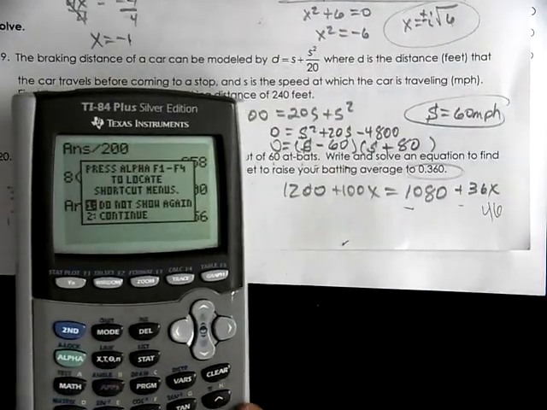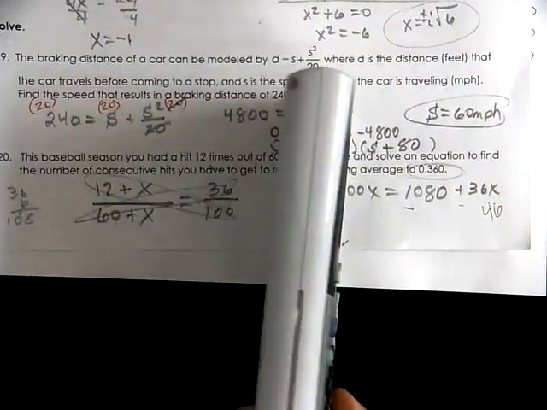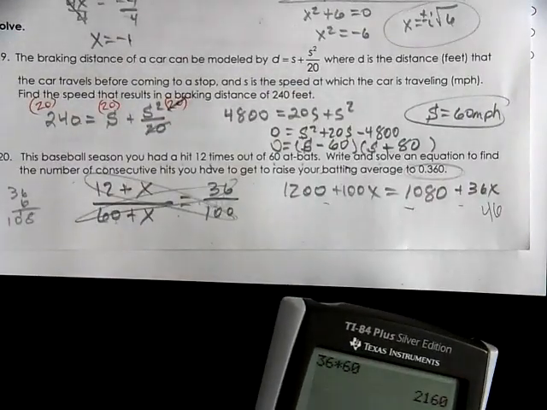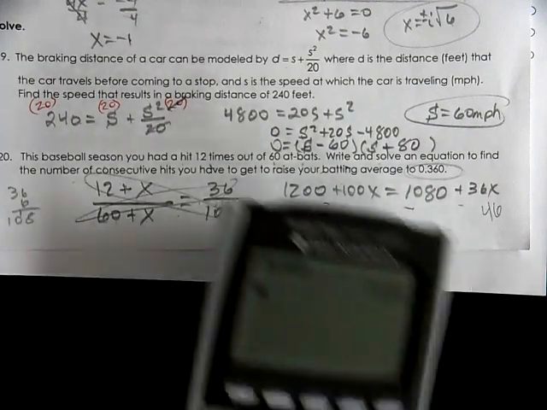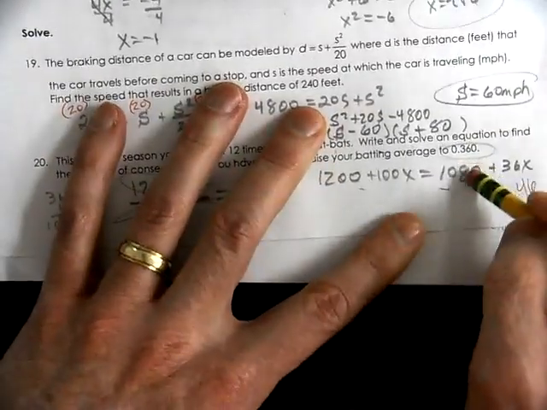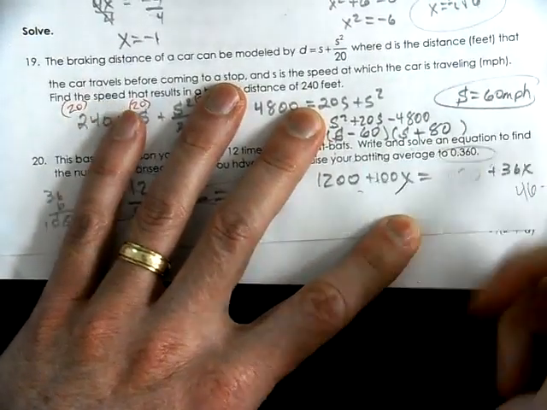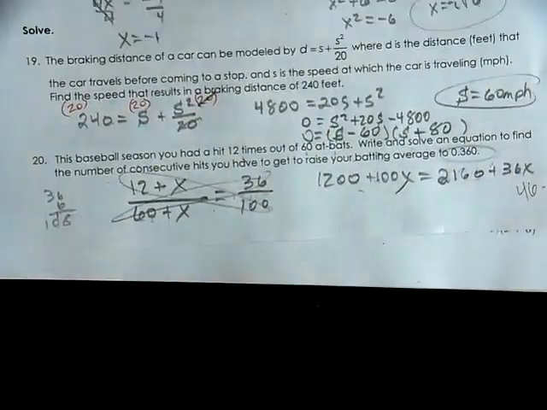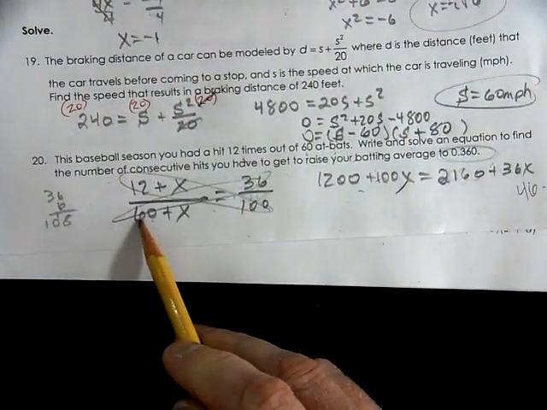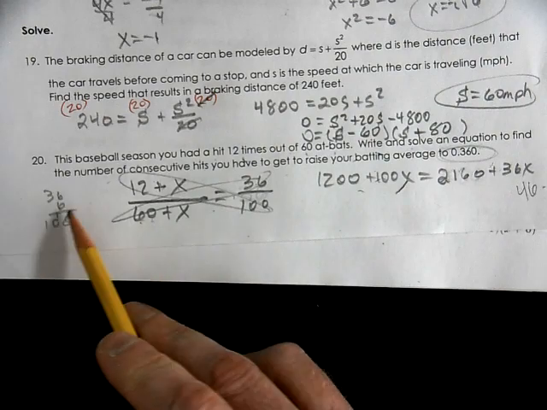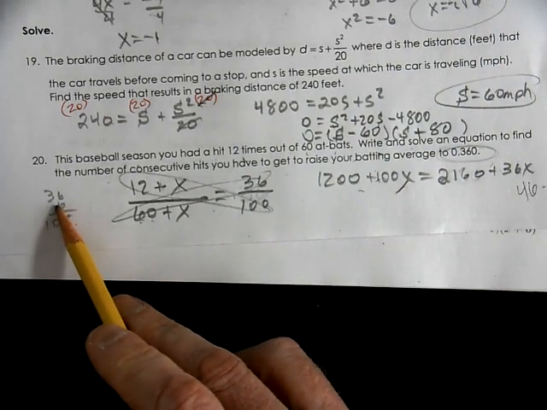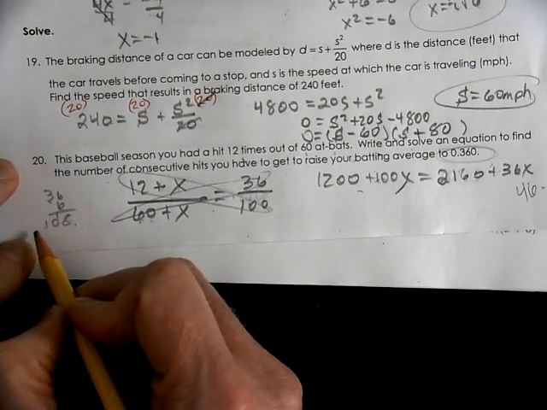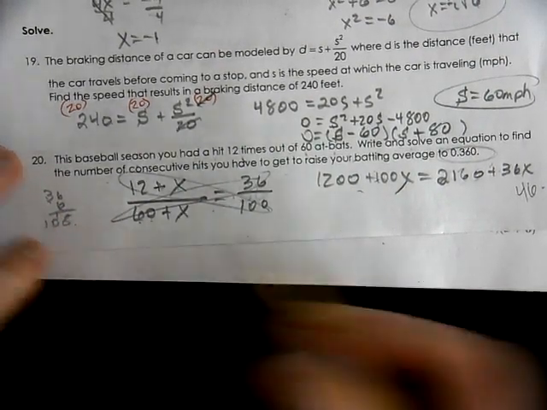We can test that if we need to, I guess. 36 times 60. Oh, 36 times 60. Okay, seems to be not that. Where'd that theory go? 2,160. Oh, yes. That's 1,800. Anyway.